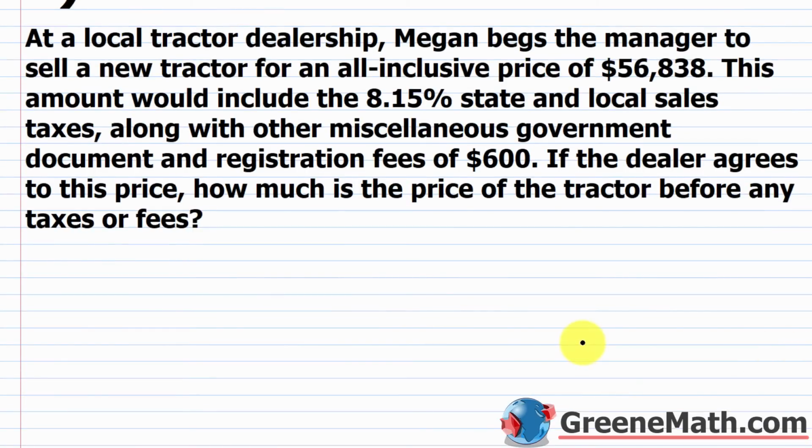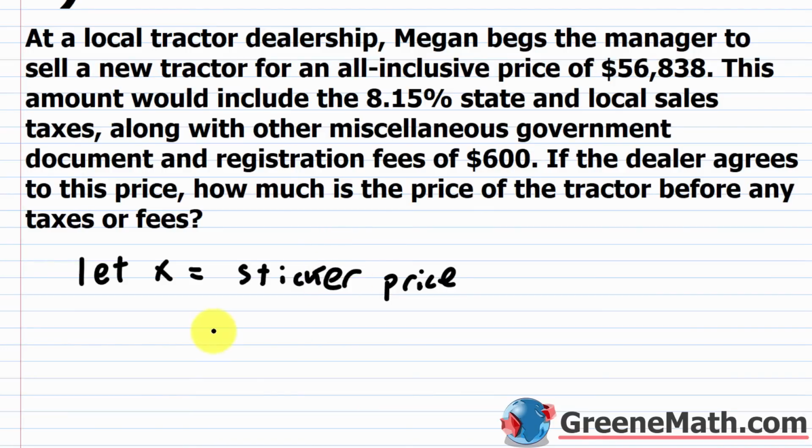The idea is that after paying the state and local taxes and also the registration fee, the total amount comes to this $56,838. So let's just let X be equal to, let's just call it the sticker price or what you would originally pay. So this is before any taxes or fees are applied. So how will we get an equation? Well, you start with the sticker price and then you add to this, you have the state and local sales taxes. So it's just 0.0815 as a decimal times whatever the sticker price is. Then on top of that, we have these fees that the government charges for the document and registration of $600. So let's put 600 there.